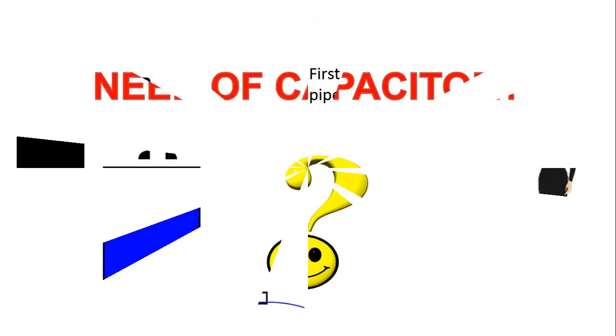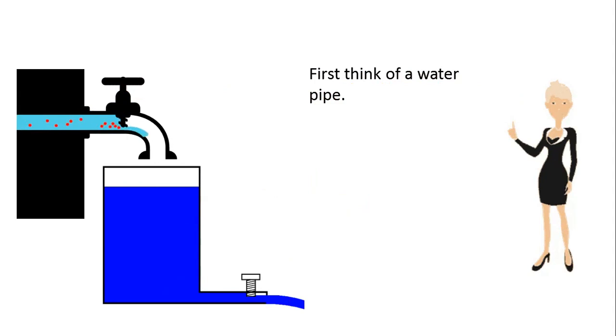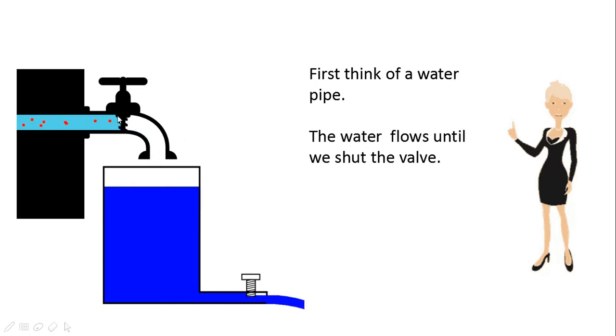Now, what is the need of a capacitor? In order to understand the concept, we have to think of this water analogy. First, think of this water pipe. Now, this water flows until we shut the valve. Let the water flow into the tank.